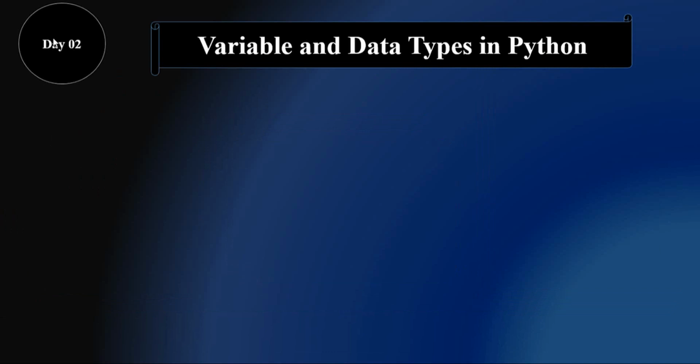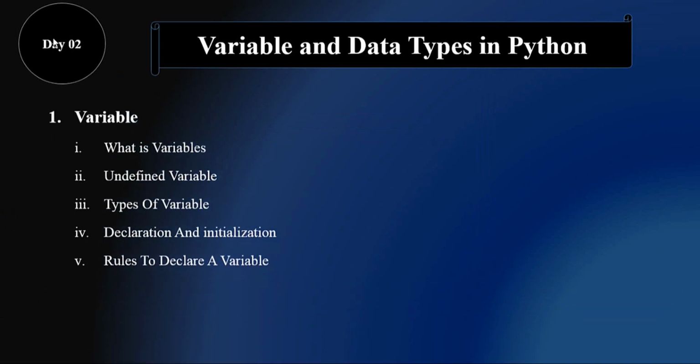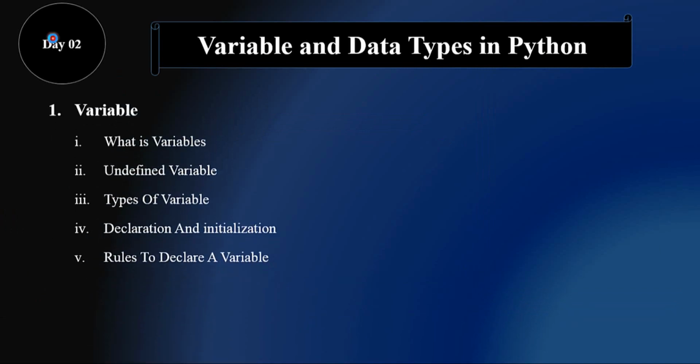So in day 2 we learn different topics about variables. First of all we will discuss what variables basically are, undefined variables, different types of variables, what declaration and initialization are, and also you will learn different rules to declare a variable. So these are the different topics that will be covered in day 2. This is the first section of this day.